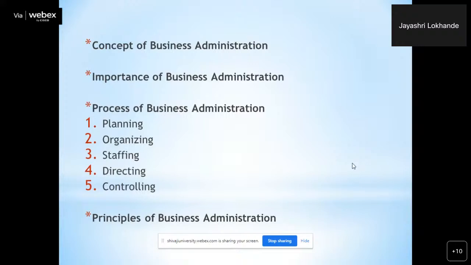Here are some elements which are included in the directing function: supervision, motivation, leadership, communication. Supervision implies overseeing the work of subordinates by their superiors. It is the act of watching and directing work and workers. Motivation means inspiring, stimulating, or encouraging subordinates with zeal to work. Positive, negative, monetary, non-monetary incentives may be used for this purpose.